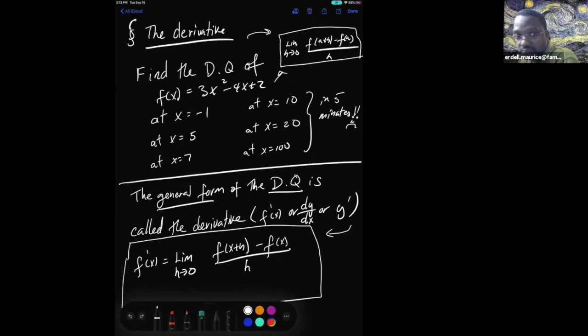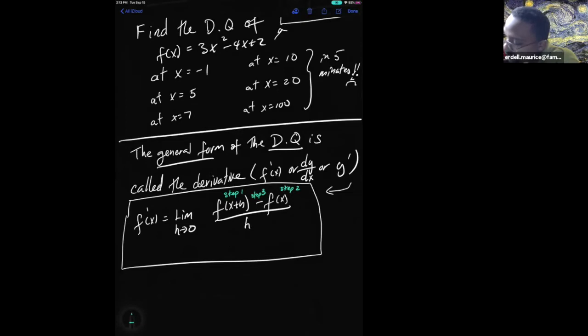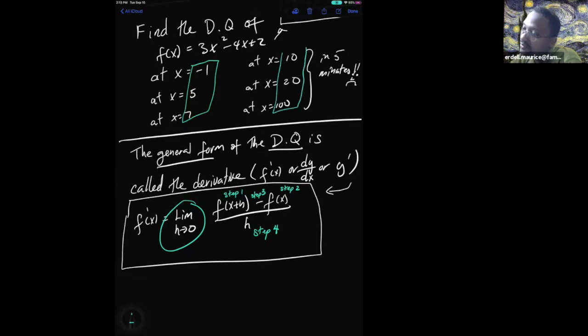Okay? And so what we do is exactly the same thing we did before. This right here is step number 1: figure out what f of x plus h is. f of x is step number 2. Step number 3 is the subtraction step. Step number 4 is to divide by h. And of course, we then take the limit as h goes to 0 to give us our derivative. And then I can plug in my negative 1, plug in my 5, plug in my 7, 10, 20, 100.